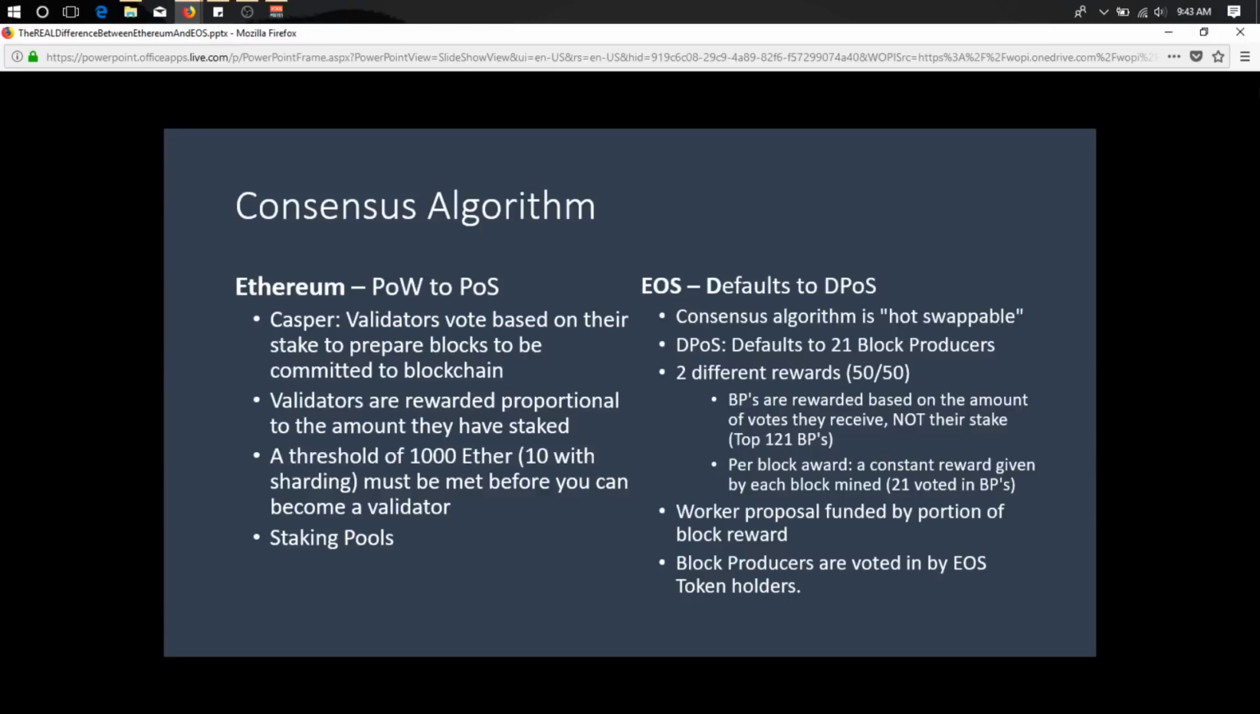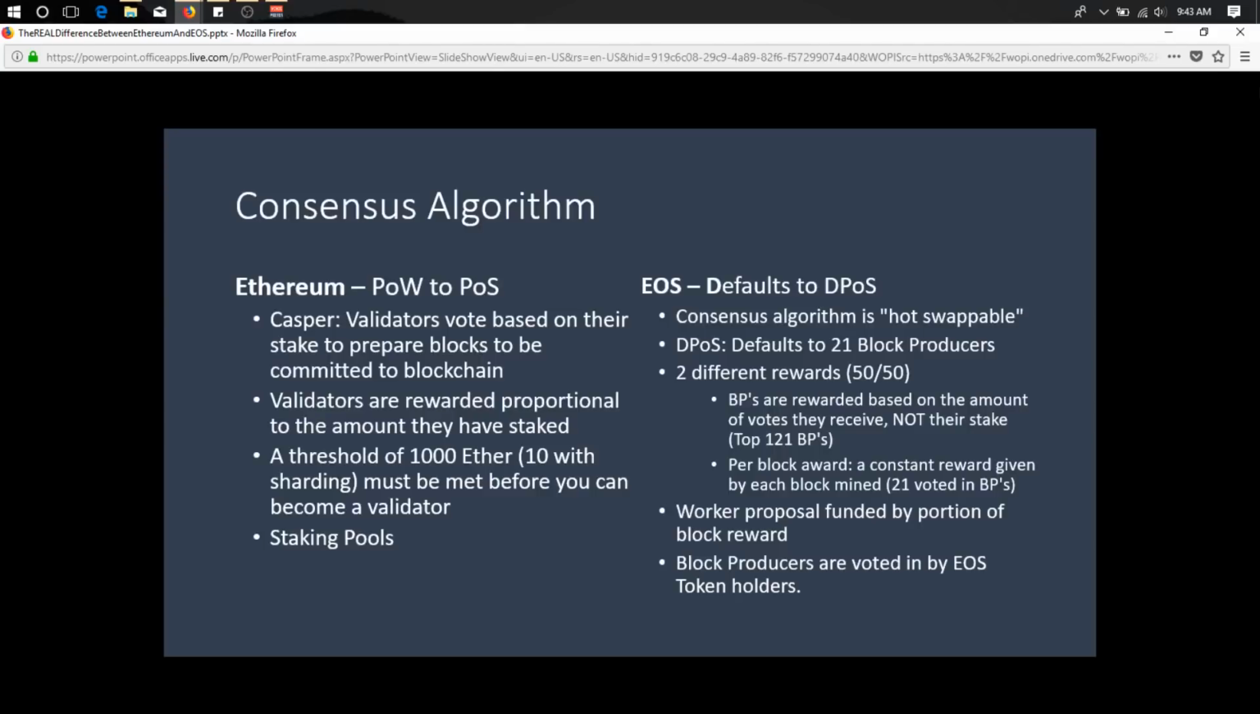In the EOS delegated proof of stake, block rewards are split up into a per block reward, a dynamic per vote reward, and a worker proposal fund. The 21 block producers are not rewarded based on their stake, but rather receive a flat rate block reward that everyone agrees/votes upon. This is the per block reward. Then the top 121 active block producers and block producers in waiting will all receive a per vote reward, where again, the reward is not based on their stake, but rather the amount of votes they have accumulated.